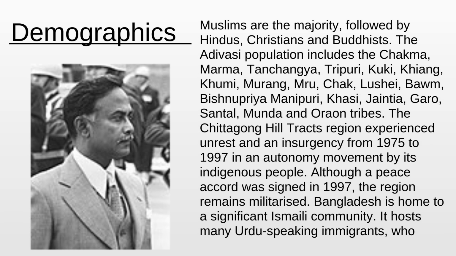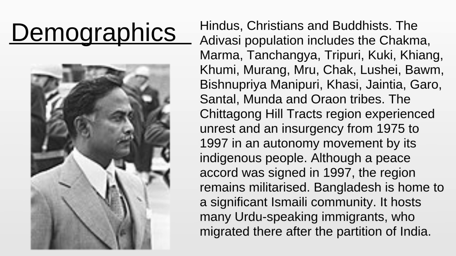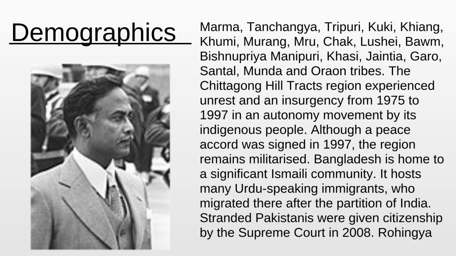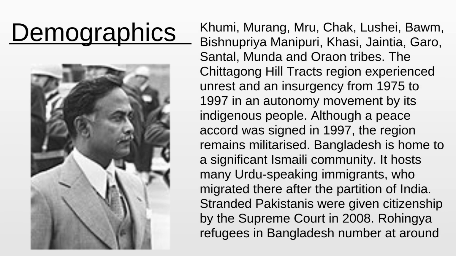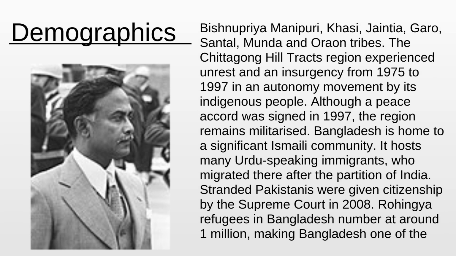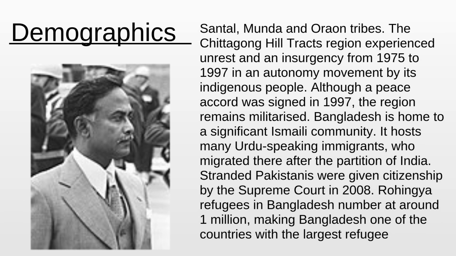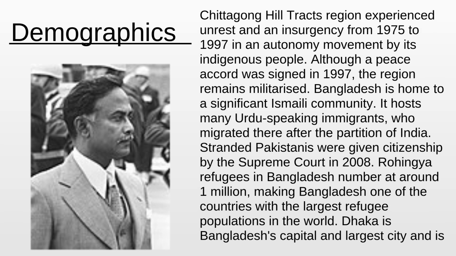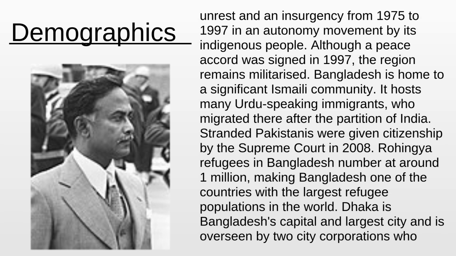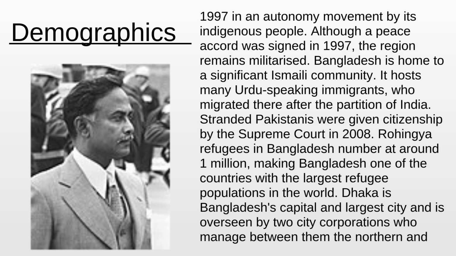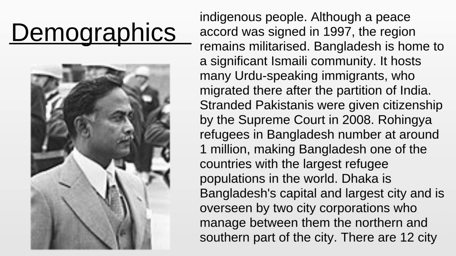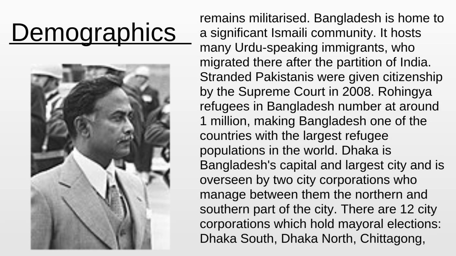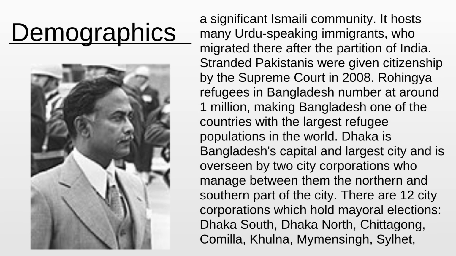According to the World Bank, as of 2016, 14.8% of the country lives below the international poverty line on less than $1.90 per day. Bengalis are 98% of the population. Of Bengalis, Muslims are the majority, followed by Hindus, Christians, and Buddhists. The Adivasi population includes the Chakma, Marma, Tanshanya, Tripuri, Kuki, Kiang, Khmer, Morang, Meru, Chak, Mashe, Bom, Bishnupriya Manipuri, Khasi, Jintia, Garo, Santal, Munda and Oraon tribes.